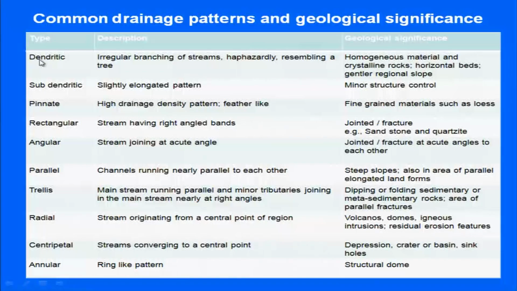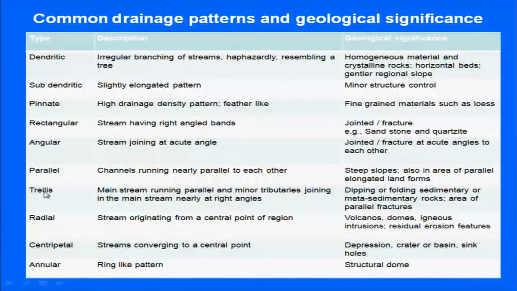For example, if you are talking about the dendritic pattern, it shows irregular branching of streams, haphazard, resembling a tree, in homogeneous material, crystalline rock, horizontal beds. So mainly the geological structures you will see are listed here, along with gentler slope. Subdendritic is a slightly elongated pattern, with minus structural control, and so on. We see a few of these channels, but please go through this table. This will be important and you will be able to remember it.